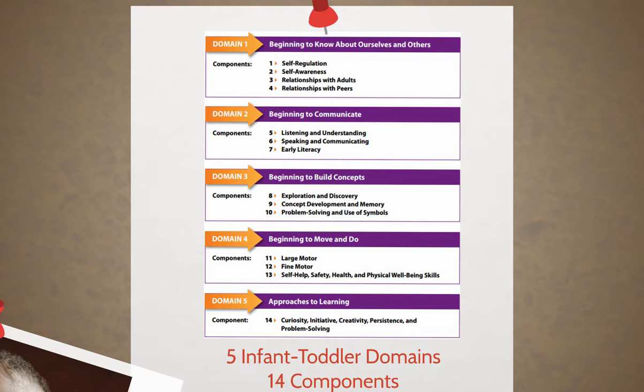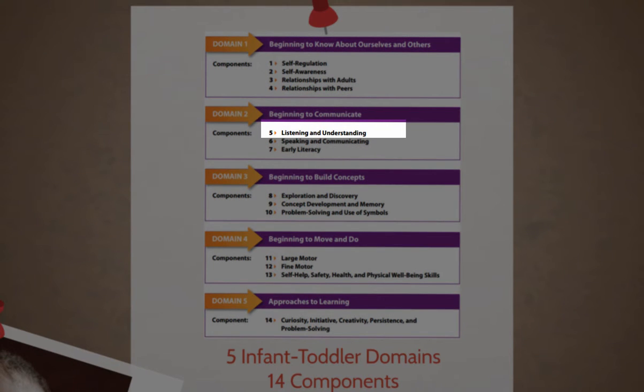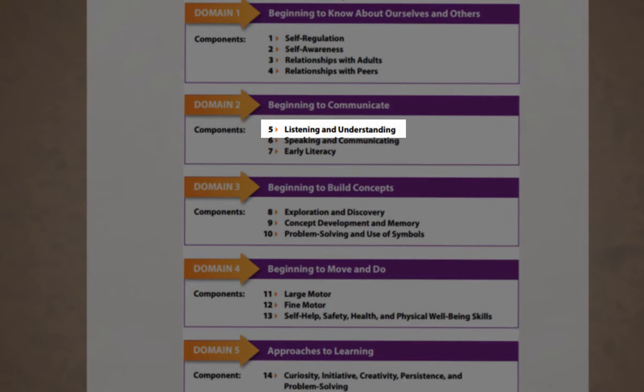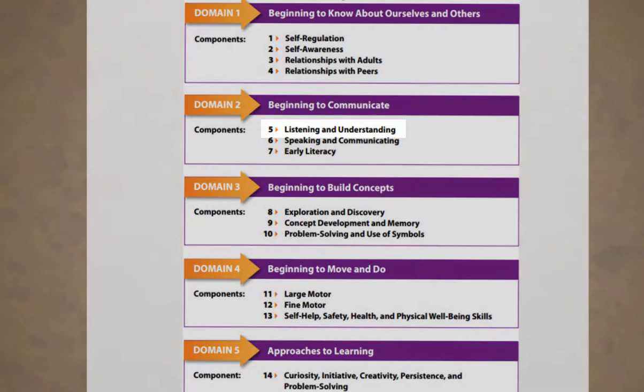Please note that the 14 components associated with the 5 infant-toddler domains are continuously numbered. For example, the first component of domain number 2 is component number 5, listening and understanding. The component numbering doesn't start again with each domain.